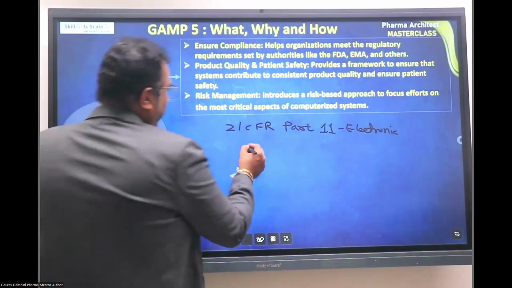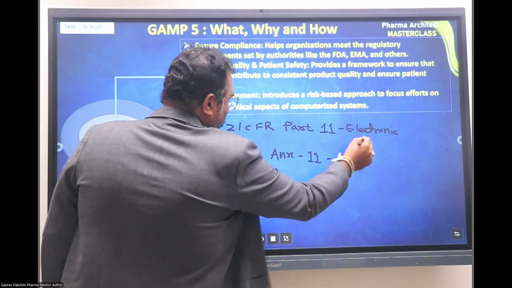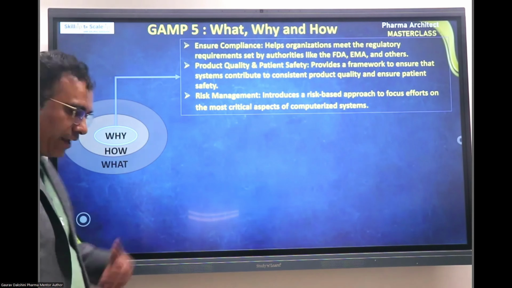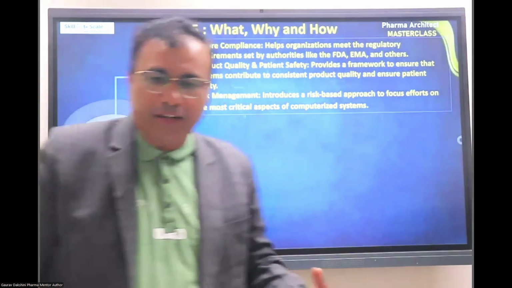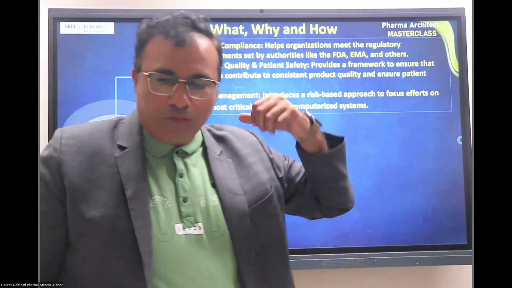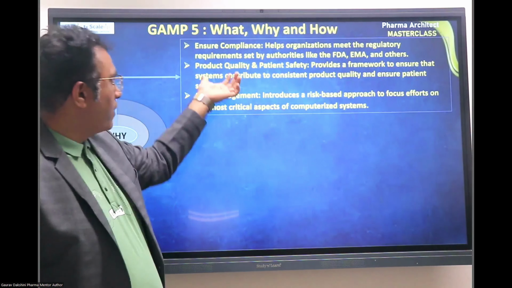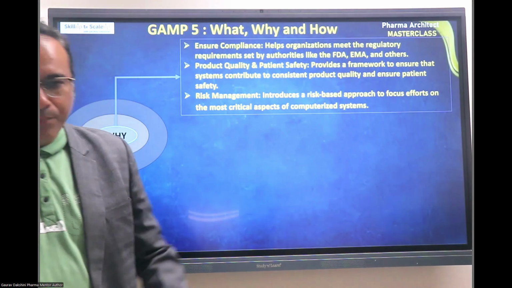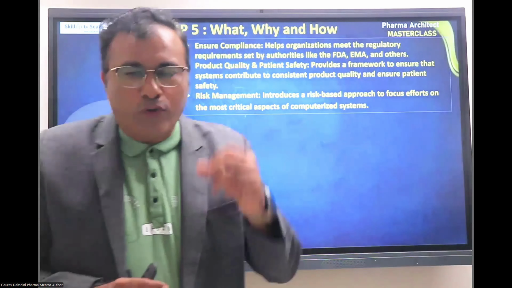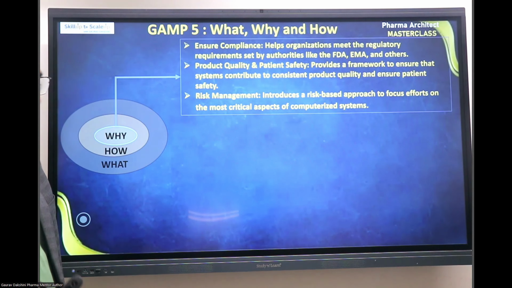If we talk about the EU, there is EU Annex 11, which also talks about electronic data and electronic signature. So there are many regulatory authorities which talk about electronic data. If you want to comply, then you need to understand what exactly 21 CFR Part 11 is, and what GAMP 5 is, because it will help sustain product quality and patient safety. It provides the complete framework to ensure that the systems contribute to consistent product quality, and because of that we need to understand it. So that's the why part of it.